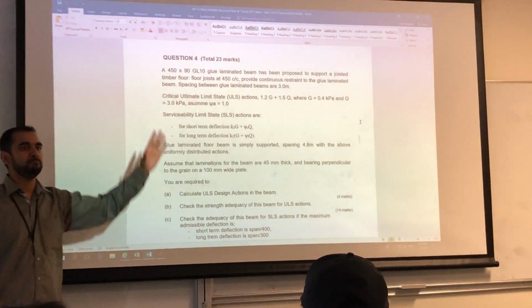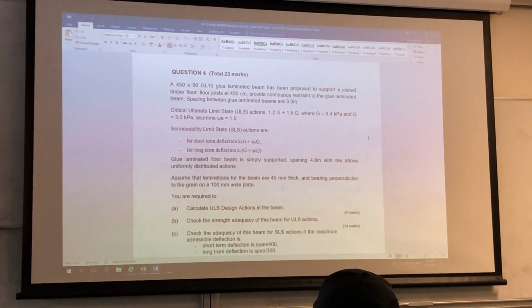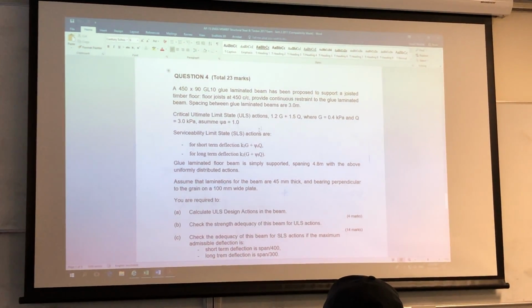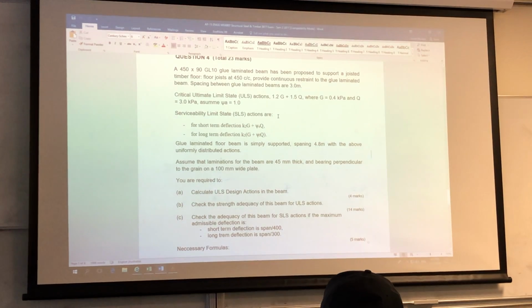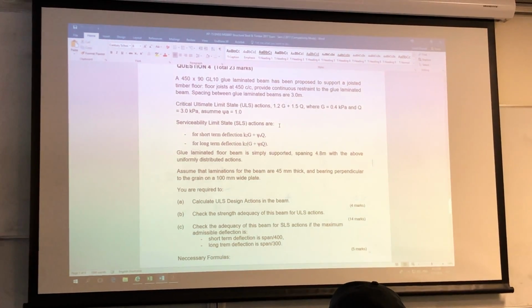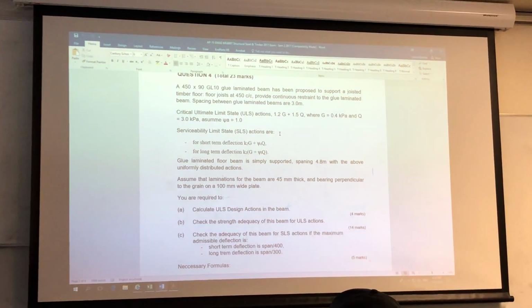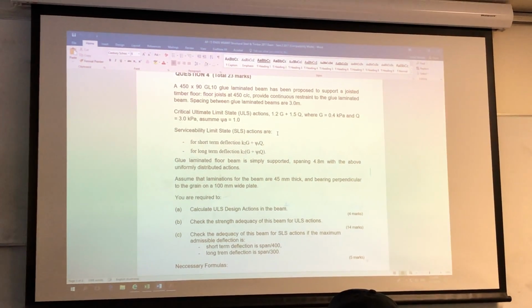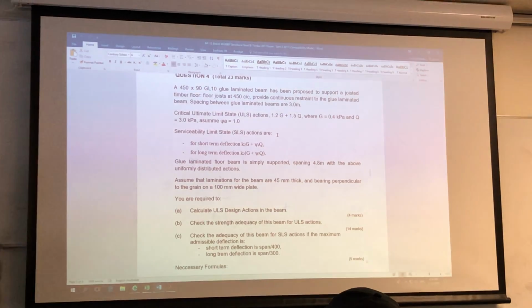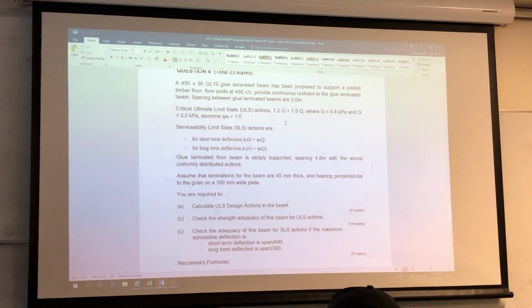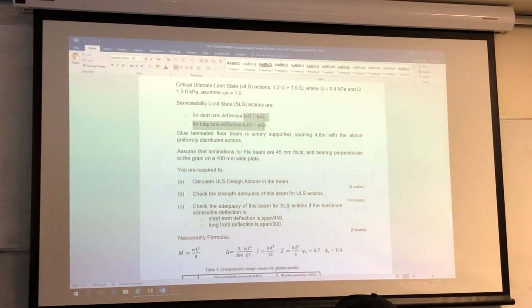So now that 3 meters means something, the 450 means something, right? The load combinations are given. So critical ultimate limit state 1.2 G and 1.5 Q, where G is equal to 4, Q is equal to 3 kPa. It's given in kPa, so you have to work out the UDL. The serviceability load conditions are given here as well.